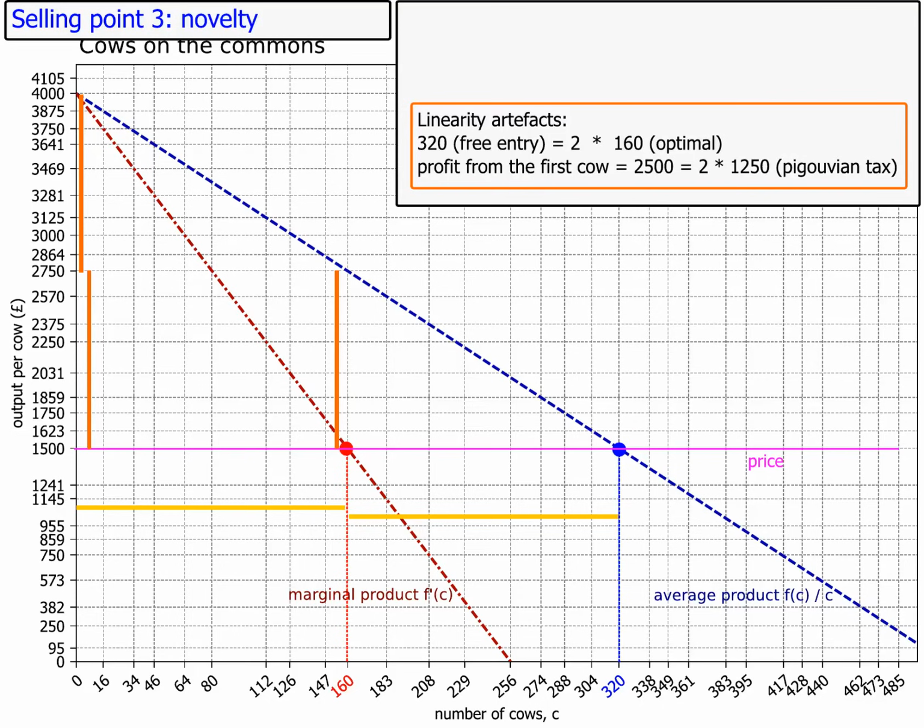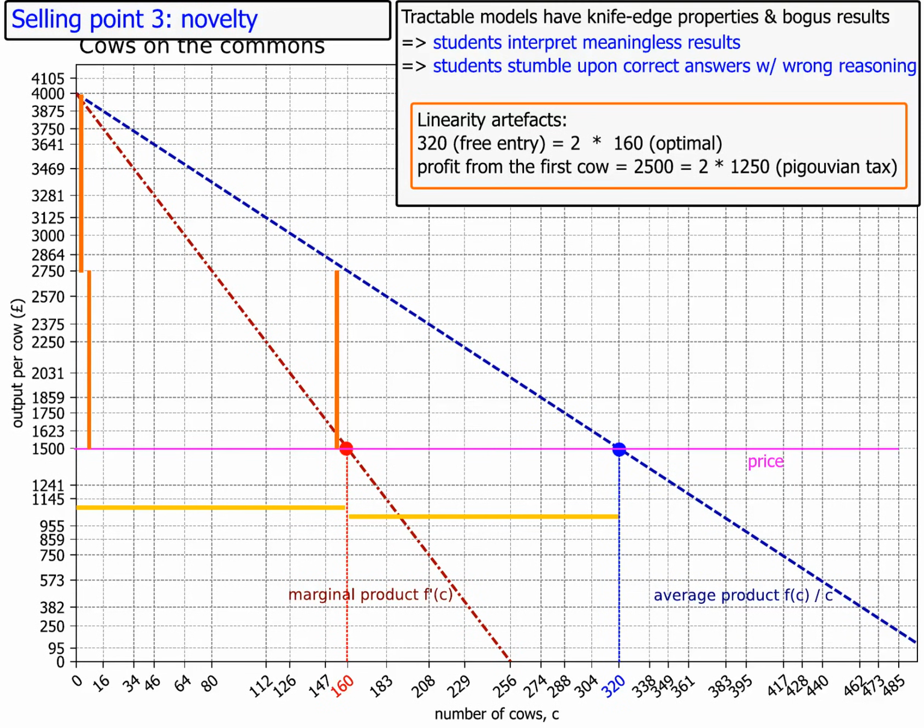The problem is that there are now linearity artifacts, such as the number of cows in the free entry being exactly twice the number of cows in the social optimum, as well as another relationship whereby the profit from the first cow is twice as much as the optimal license per cow that would decentralize the social optimum. These linear artifacts are unavoidable. They're also not economically meaningful.